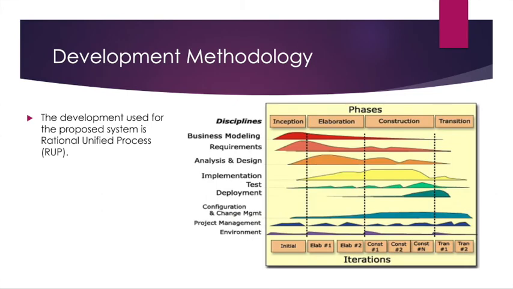Development methodology. As for the development methodology of this proposed system, Rational Unified Process (RUP) is chosen. RUP works in an iterative way, which means that it performs different iterations. However, in each iteration, there are mainly four phases. These phases are inception, elaboration, construction, and transition.